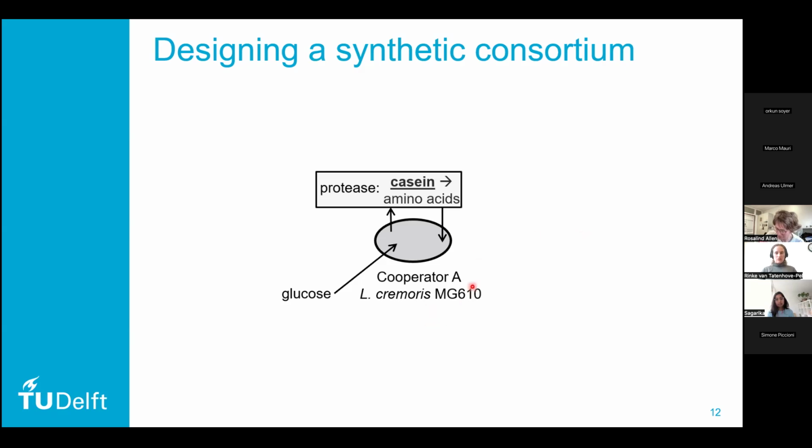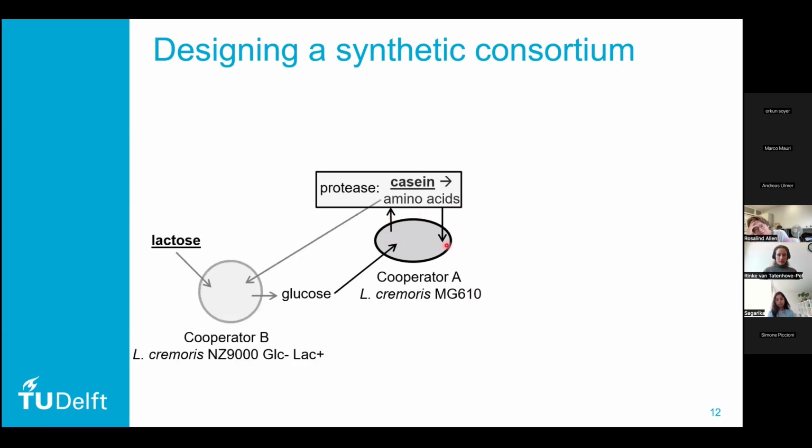So we had two cooperators, and the first cooperator is shown here. It consumes glucose as a carbon source, and it expresses a protease that cuts casein into peptides and amino acids. And then the amino acids can be taken up as nitrogen source. And we added another strain, cooperator B, and this strain consumes lactose. Lactose is a disaccharide consisting of glucose and galactose. It consumes the galactose to grow, but the glucose it cannot use. It lacks all the glucokinases. So the glucose is secreted. But this strain cannot use casein.